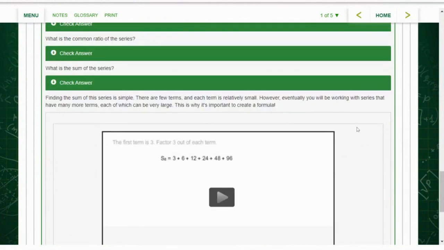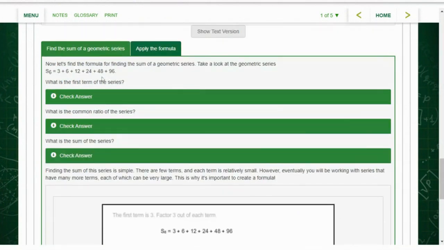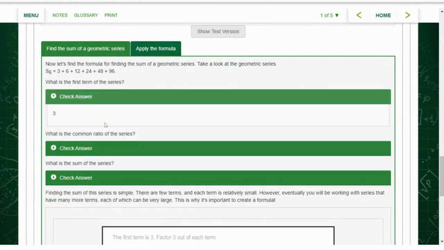All right, so let's find the formula for finding the sum of a geometric series, which they gave us in that first video, but this may be the other formula. There are 2 formulas. So if we have this, 3 plus 6 plus 12 plus 24 plus 48 plus 96, that's a 6 term sequence that is multiplying by 2 each time. It says, what is the first term of the series? Well, all we have to do is go to the beginning and see what the first term is. It's obviously a 3. Look, check our answer, 3.